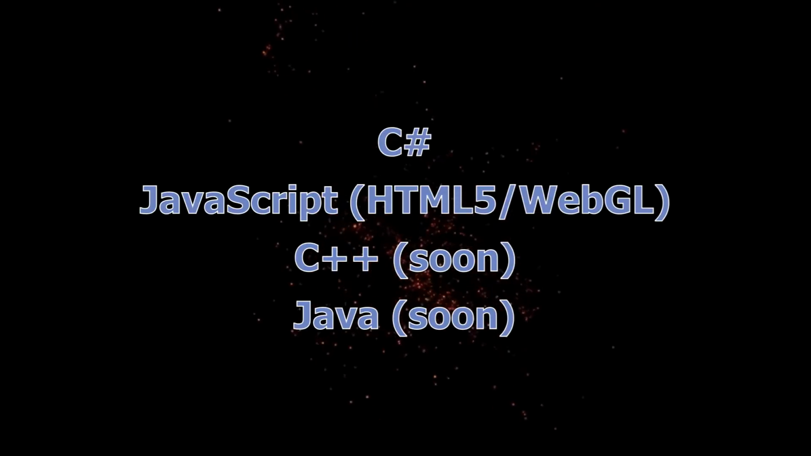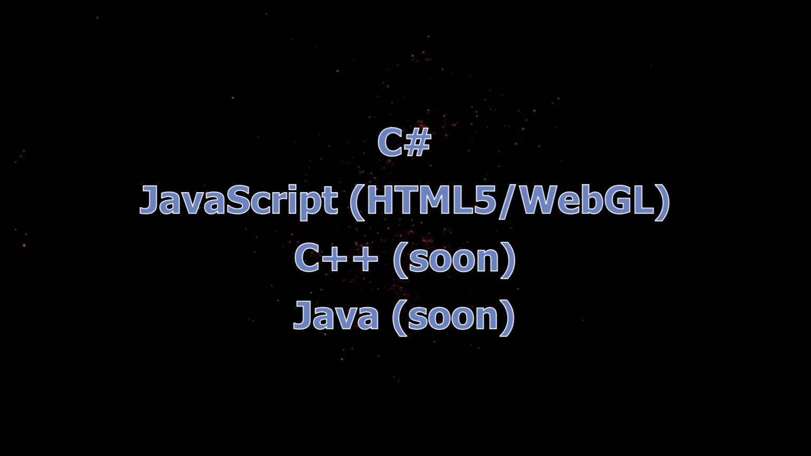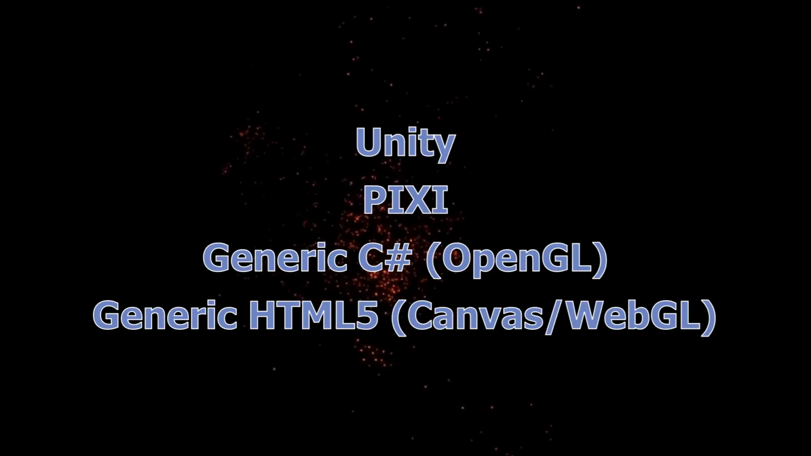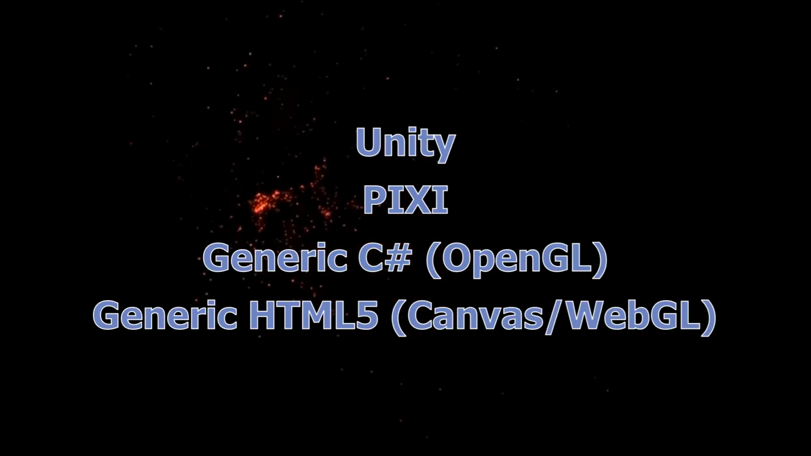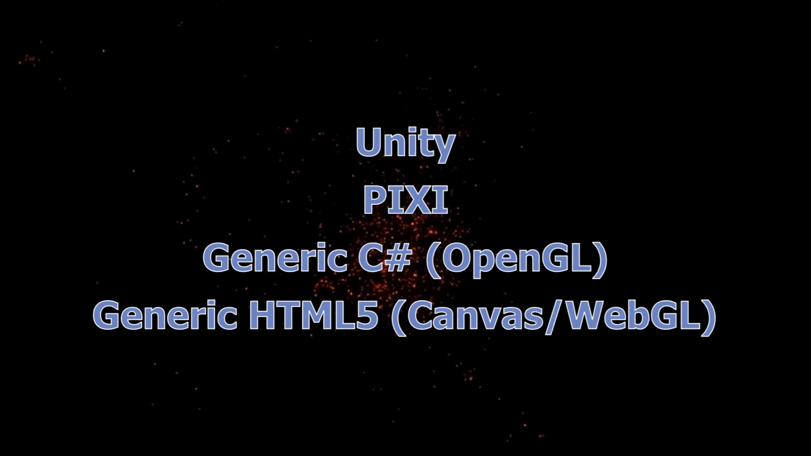Currently, NeutrinoParticles supports export to JavaScript and C# languages, and there are several open source renderers available for popular engines like Unity or PIXI. C++ and Java export will also be available in the nearest future.